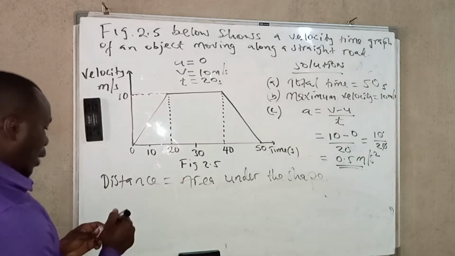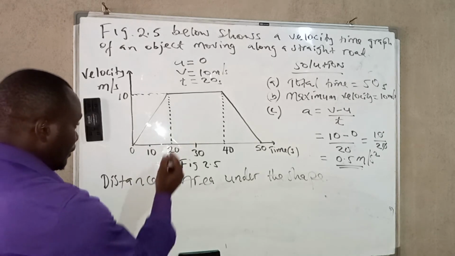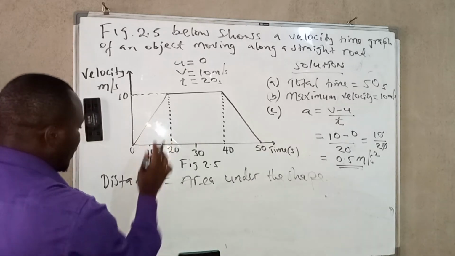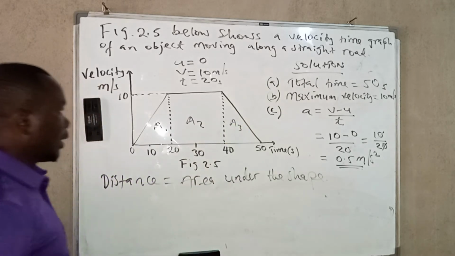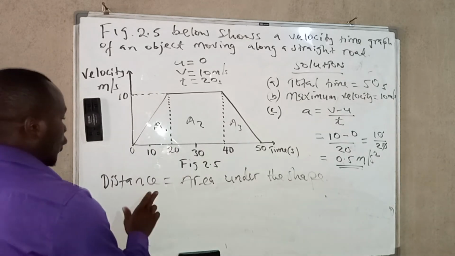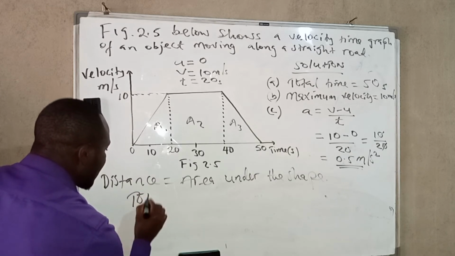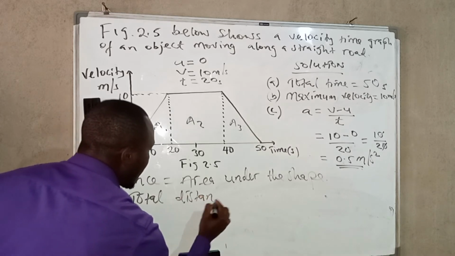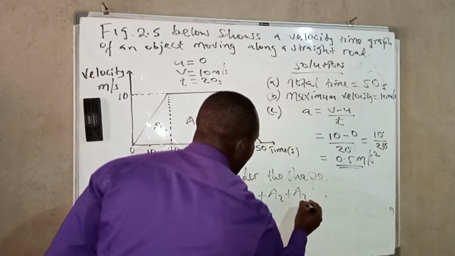So here we have how many? We have 1, 2, 3 shapes. So this one we have a triangle. We have A1, A2, A3. So we can find the area of this one, and this one. Then we add them. So the total distance d is equal to A1 plus A2 plus A3.